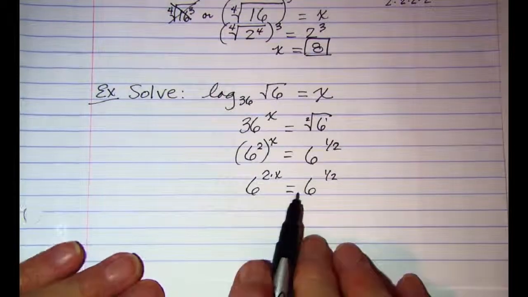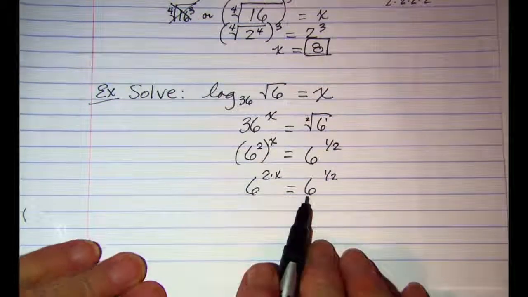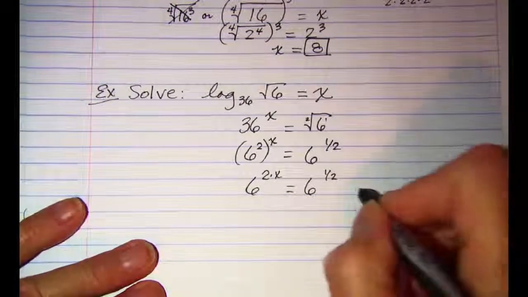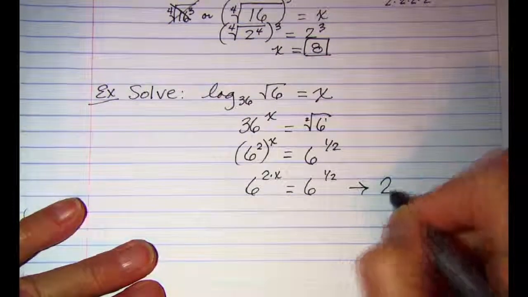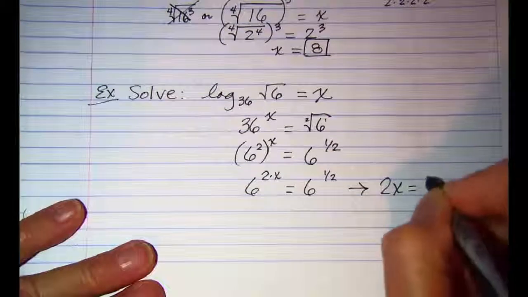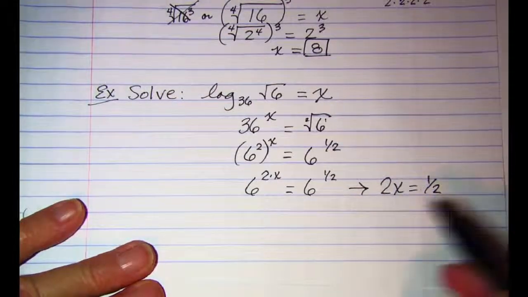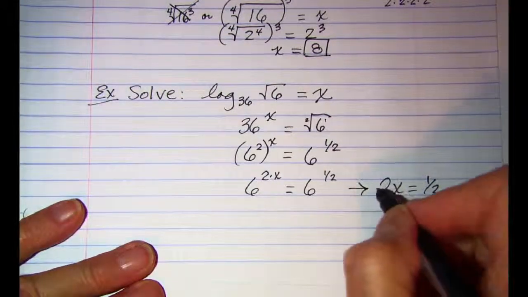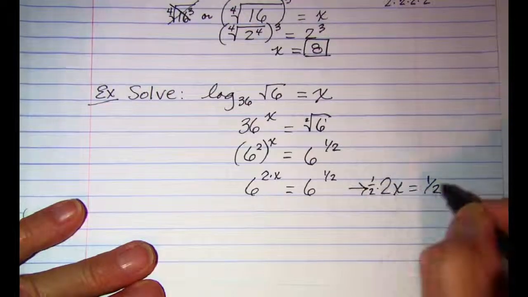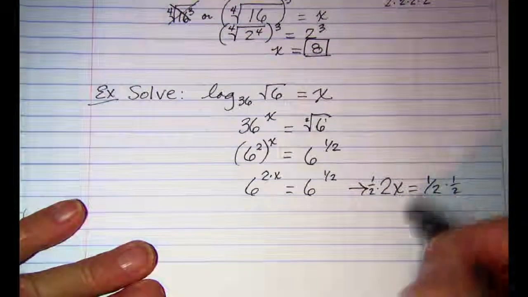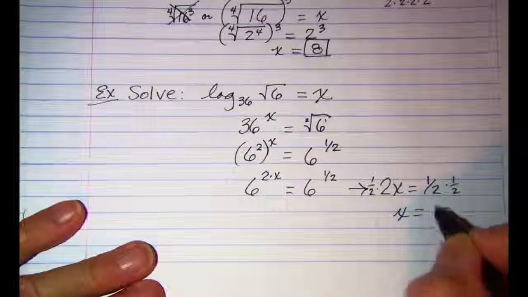Since these are equal and my bases are equal, then my exponents must be equal. Therefore, 2 times x equals 1/2. To solve for x, I multiply both sides by 1/2, and x is equal to 1/4.